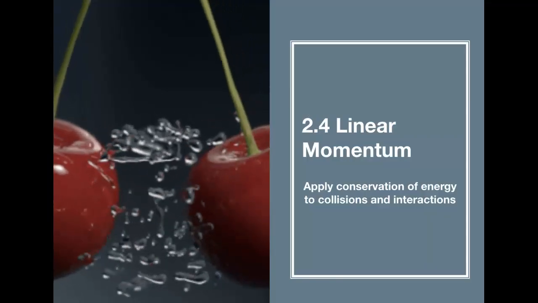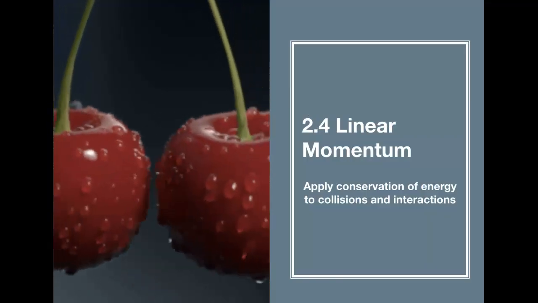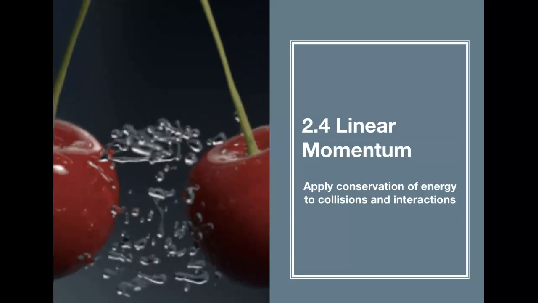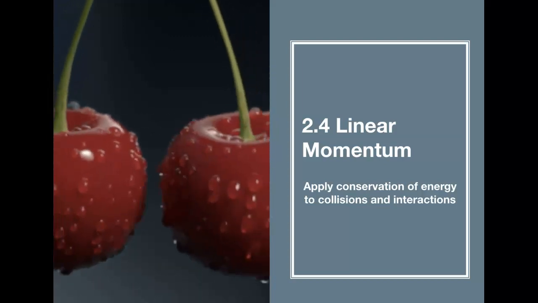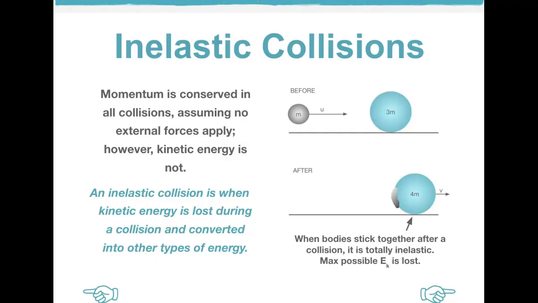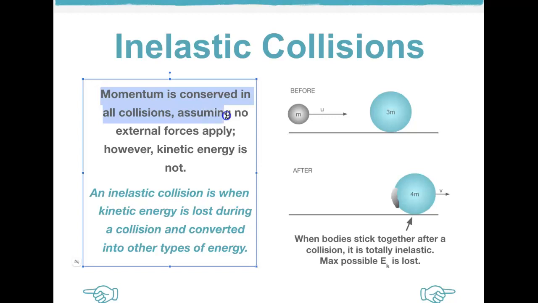Right, we're going to talk about kinetic energy during collisions. In the previous lesson, we talked about the conservation of momentum, and we stated that momentum is conserved in all collisions, assuming, of course, that no external forces apply. So, in a collision such as this one, where a smaller object hits a massive stationary object and then they both move off together, here momentum will be conserved.